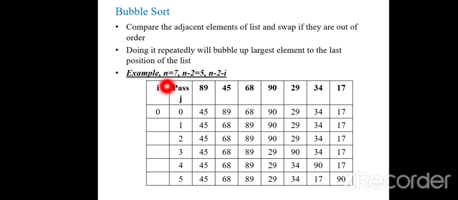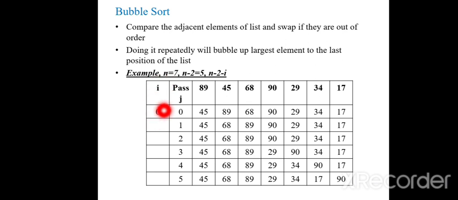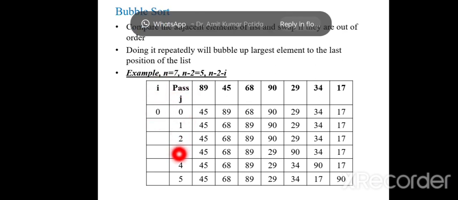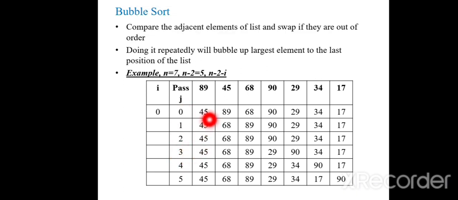Here our n is equal to 7, so n minus 2 is 5, and j ranges up to n minus 2 minus i. Here our ith pass is 0, so j ranges from 0 to 5. First I compare 89 with 45. These two elements are considered and they are out of order, since 45 is less than 89. So 45 moves front and 89 moves back.